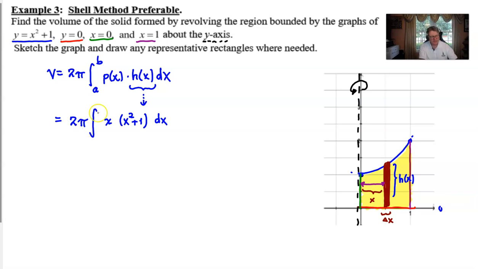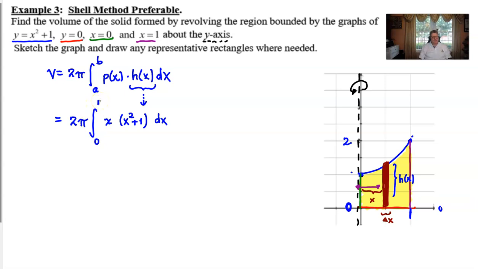And then the boundaries or the limits of integration have to be x values. So do not say 0 to 2, right? Because those are y values. 0 to 1 are the x values that truly exist between the places where you could put this vertically drawn rectangle, okay? And so that's going to finish out our problem.